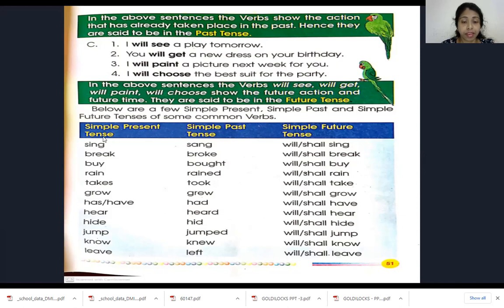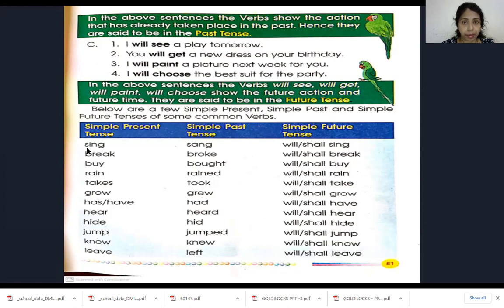Here we can see three columns. In the first column, it is written simple present tense. In the second column, it is written simple past tense. And in the third column, it is written simple future tense. That means every common verb has three different forms. Every common verb has a simple present form, simple past form, and simple future form. So how will it be? Just take a look.